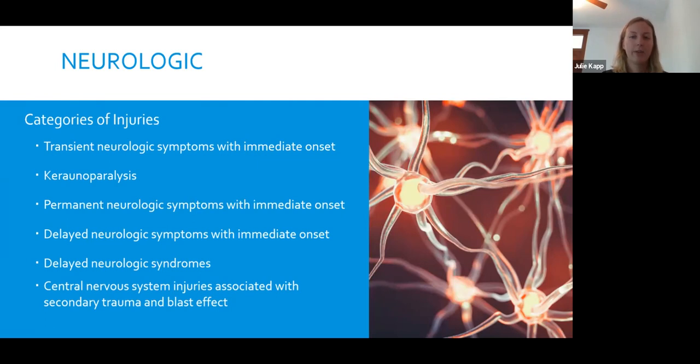And then the last category of neuro injuries is central nervous system injuries associated with secondary trauma and blast effect. So victims with loss of consciousness or persistent abnormal neural findings should receive a head CT, and that's given a 1C recommendation.